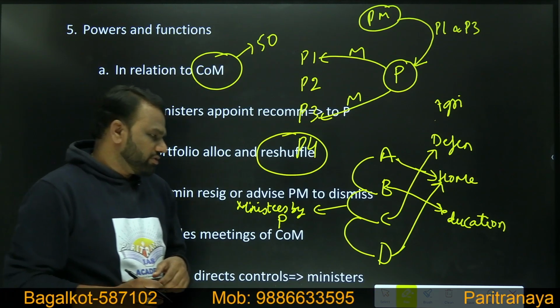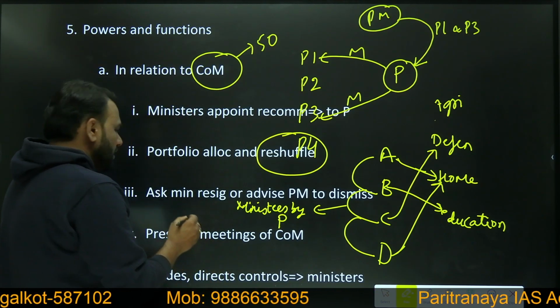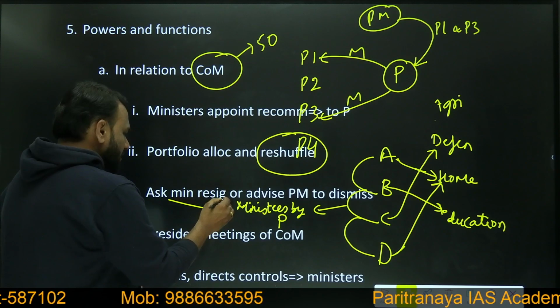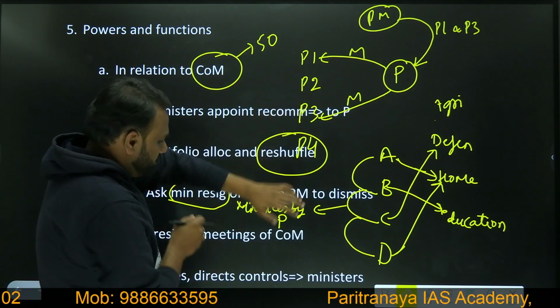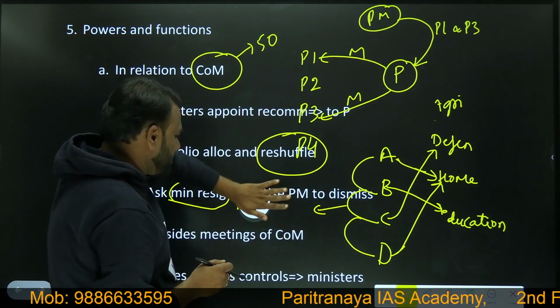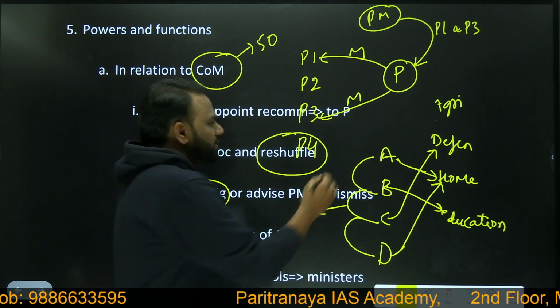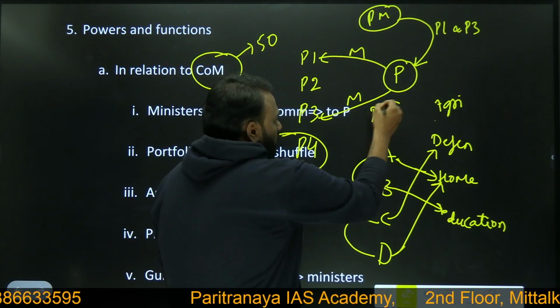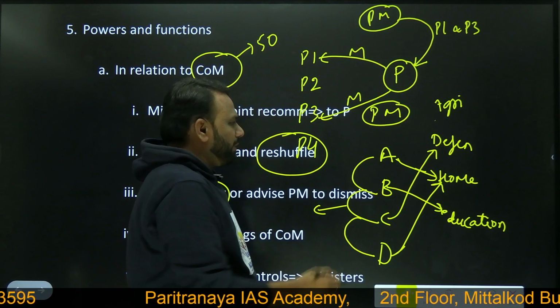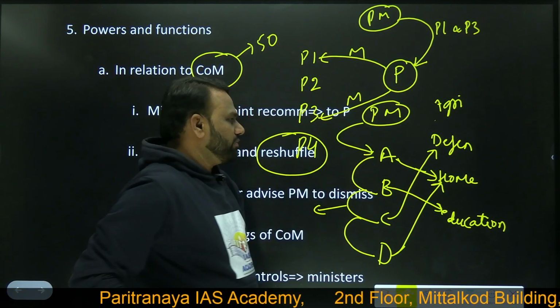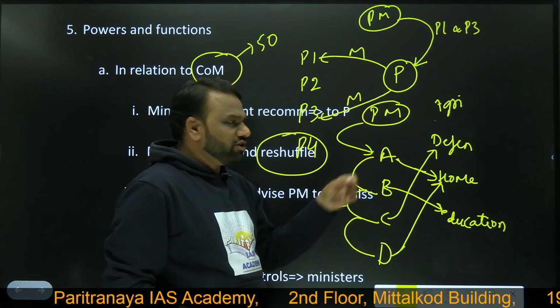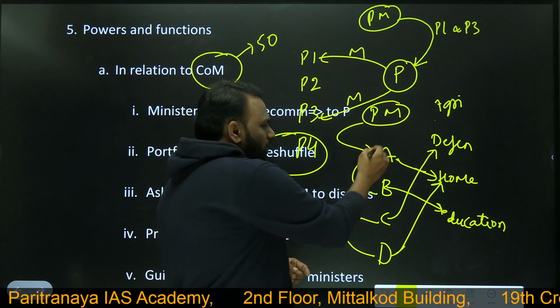Okay, Prime Minister. Next, the Prime Minister can ask a minister to resign. So now let us assume here we have the Prime Minister. Let us assume the Prime Minister is not happy with the performance of Minister A. So he will ask A to resign.